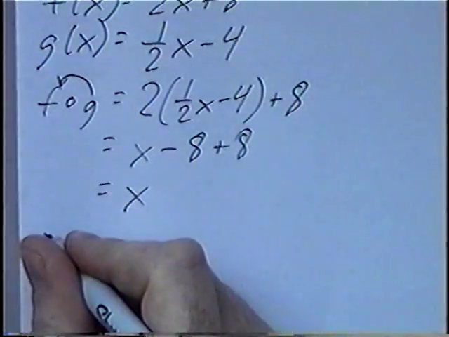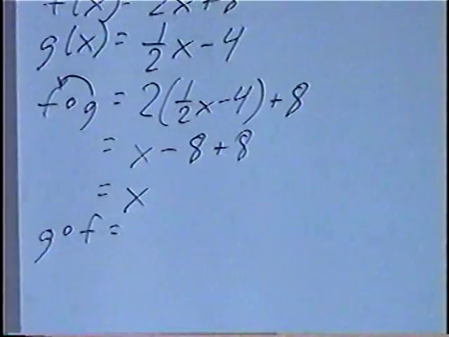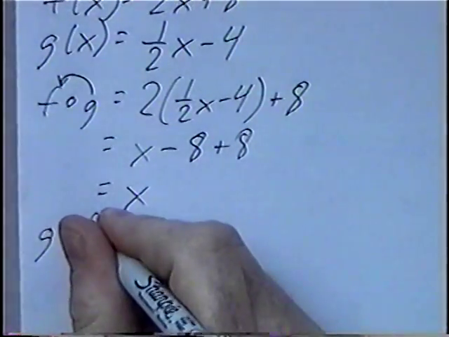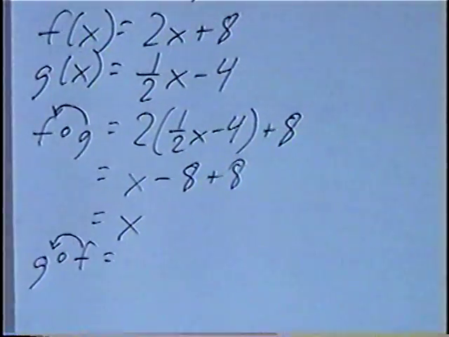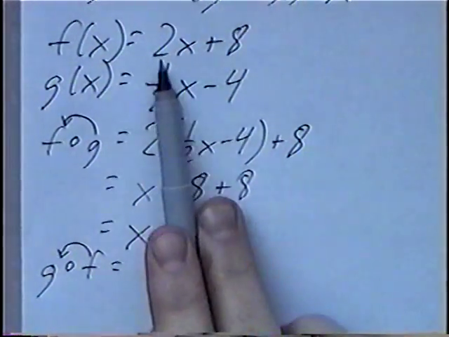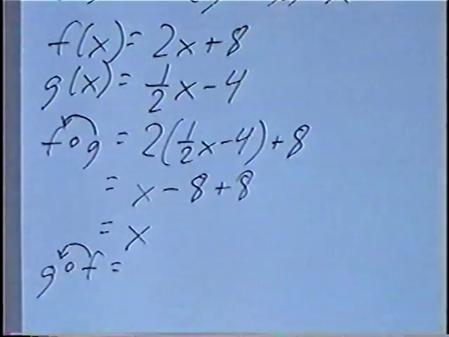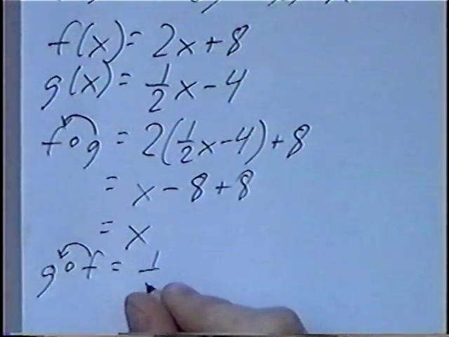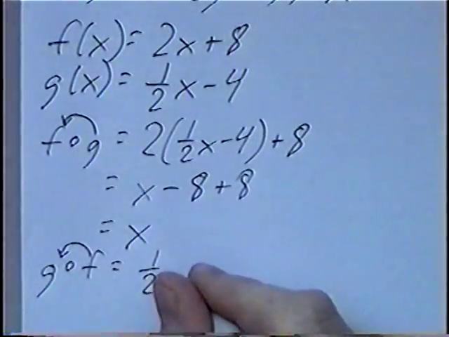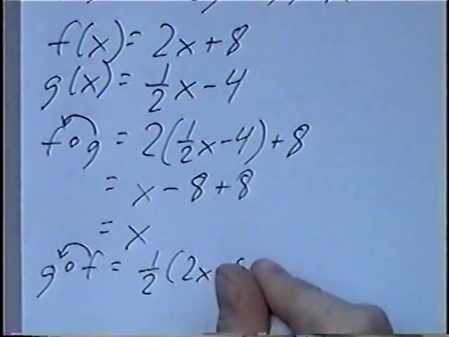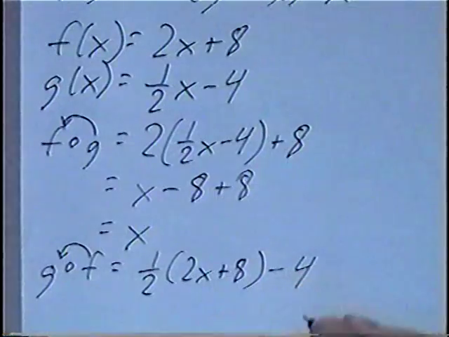The second composition, again, will be g composition of f. This time we'll take f, the function, and plug that into the g function. The f function again is 2x plus 8, so we'll plug that function into the x value for the g function. So the g function starts with 1/2. Instead of x, we'll plug in 2x plus 8. And the rest of the g function, it has a -4.